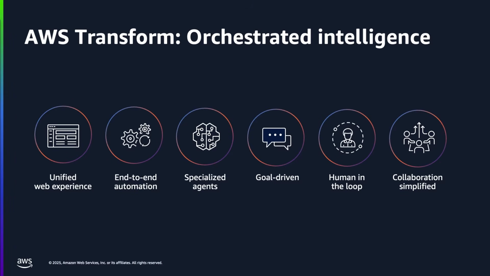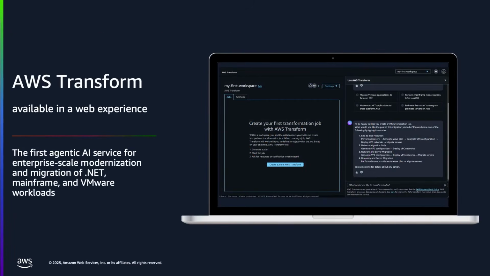Transform offers a unified web experience separate from the AWS console and is designed to provide end-to-end automation of workload migration and modernization, enabling migration teams to focus on delivering high-quality results. While there are a few different ways users can interact with AWS Transform, this video focuses on the unified web experience you can use to develop and execute a migration plan for .NET, mainframe, and VMware workloads.